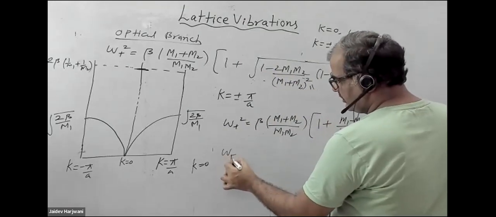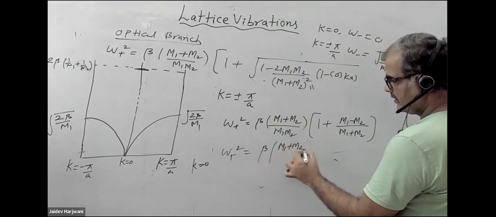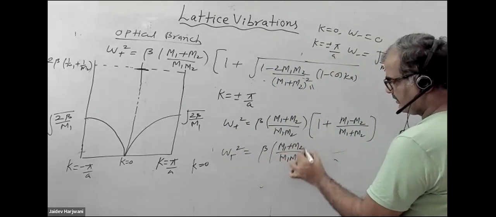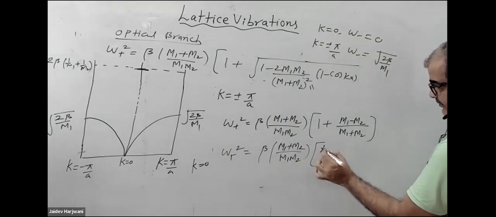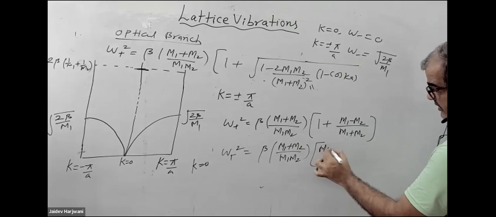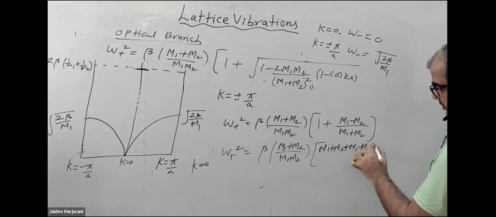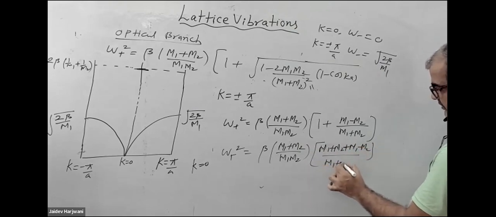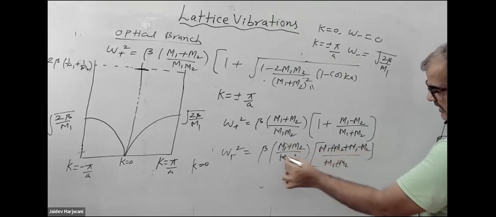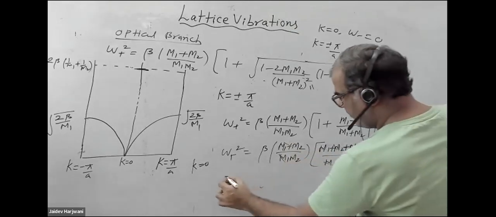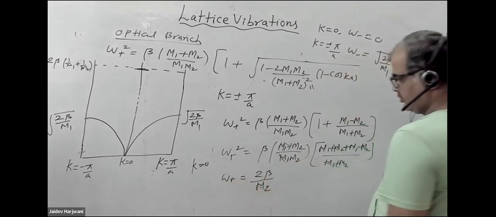And omega plus square will give me what? Beta (m1 plus m2) upon m1 m2. And if you solve this one, now what will come? m1 plus m2 times (m1 minus m2), and m1 plus m2 cancels. m2 cancels, 2 m1 also cancels, so you will have omega plus equal to 2 beta upon m2.